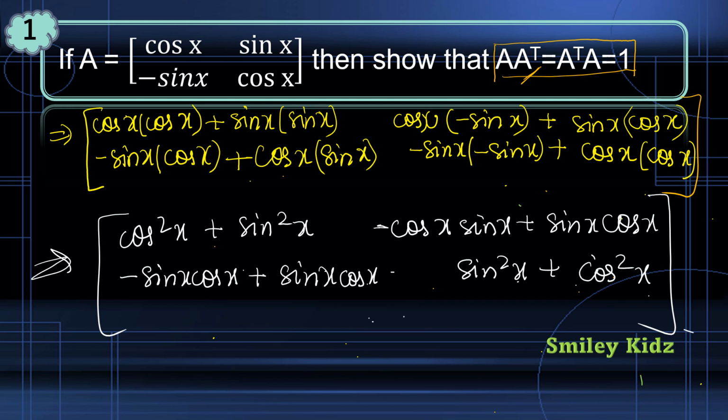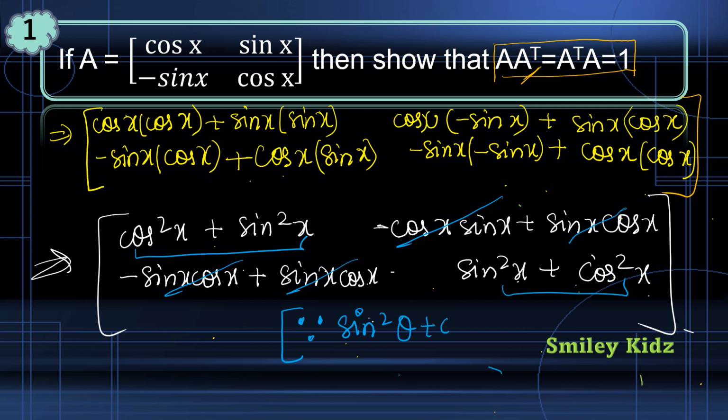If you observe over here, look at the second element. Minus cos x sin x plus cos x sin x will be 0. Again, the third element will also be equal to 0. If you look over here, cos square x plus sin square x. What is this equal to? Well, we have studied that sin square theta plus cos square theta is equal to 1, isn't it? Now let's substitute 1 in the place of sin square x plus cos square x.